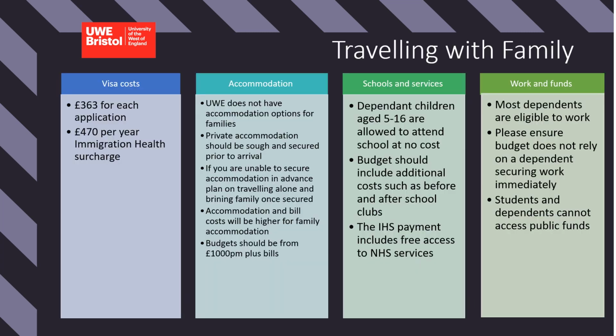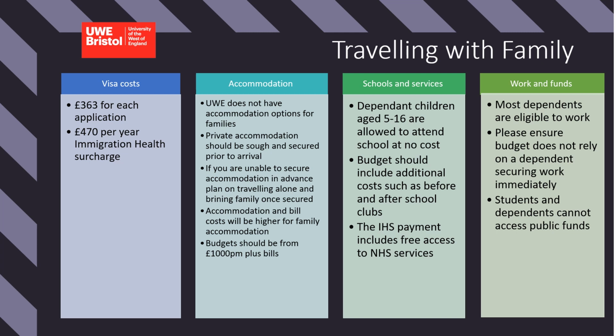Travelling with family. Please note that students travelling with dependents will incur additional costs. These include the following areas. Visa costs, £363 for each additional application, and £470 per year immigration health surcharge. Accommodation. Please note that UWE does not have accommodation options for families. Private accommodation should be sought and secured prior to arrival. If you are unable to secure accommodation in advance, plan on travelling alone and bringing family once secured.